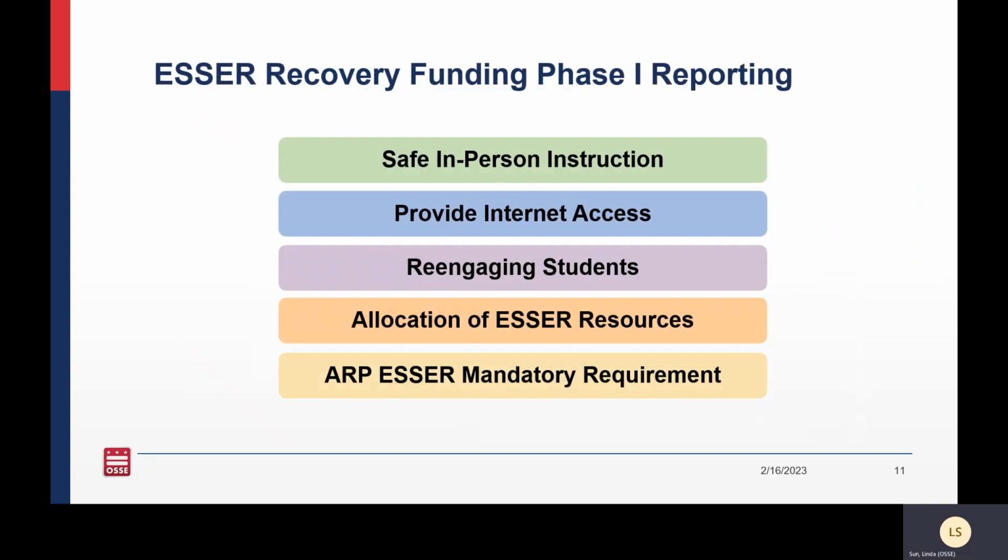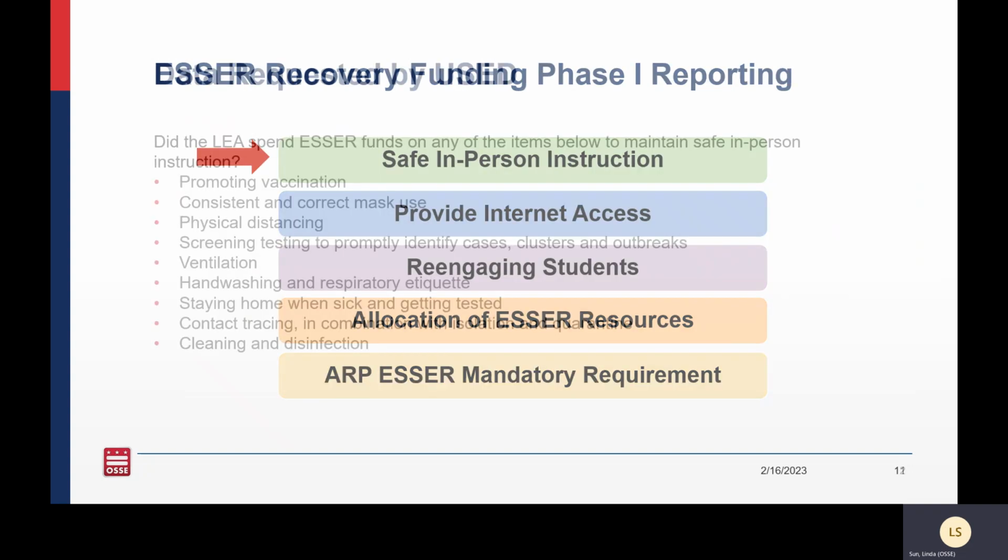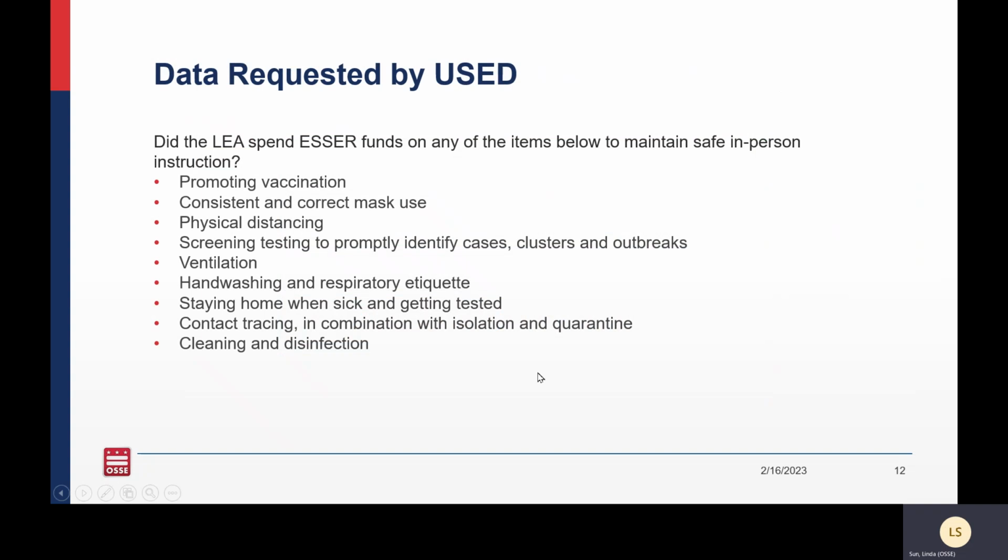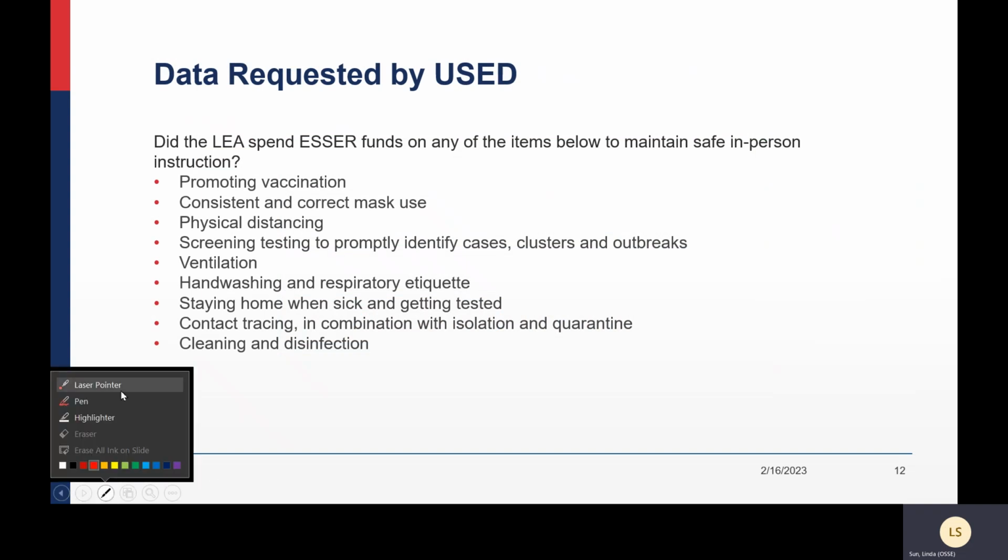So let's get into the actual content. What information are you actually going to have to provide? The first is around safe in-person instruction. And as we go through these, you're going to notice a pattern because almost every question is set up exactly the same. So they will ask you, did you spend ESSER funds on any of these below items? And then it gives you a list.